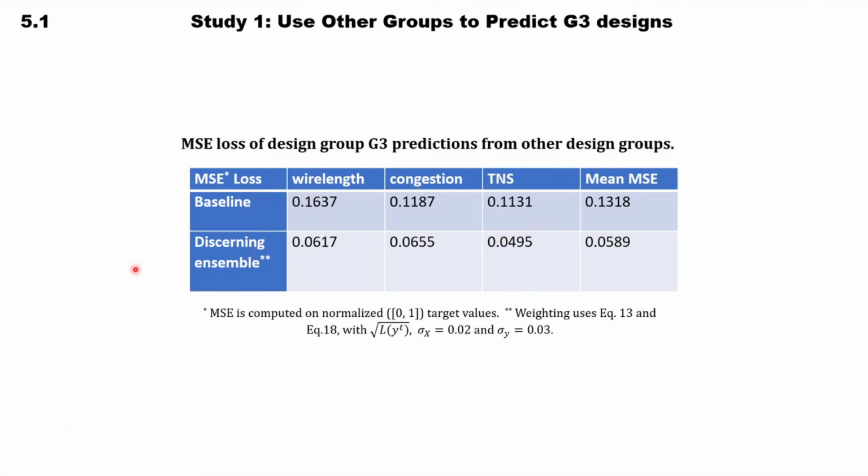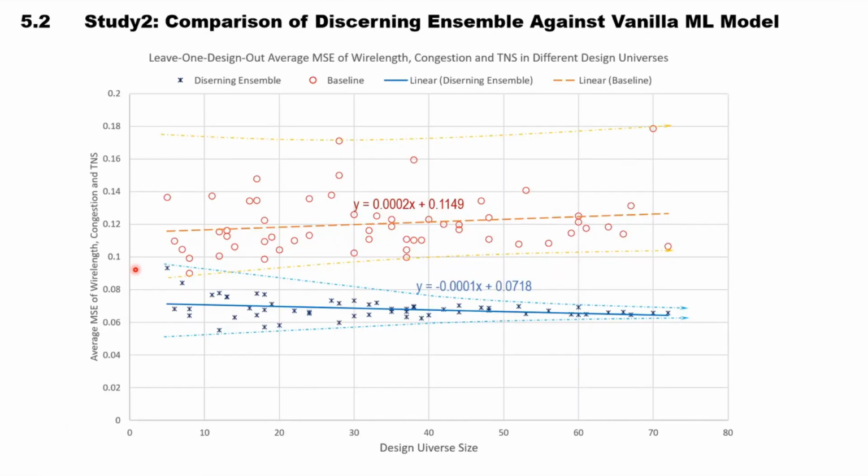To not be affected by the choice of test design groups that we pick, we continue with study 2. In this study, we randomly select designs from the 8 design groups. In this way, we would have design universes of different sizes. In some cases, we only have a couple designs, and in some cases, we will have close to 70 designs. So each dot represents the averaged mean square error from violations, congestion, and TNS.